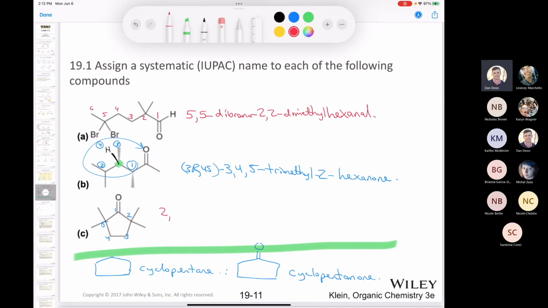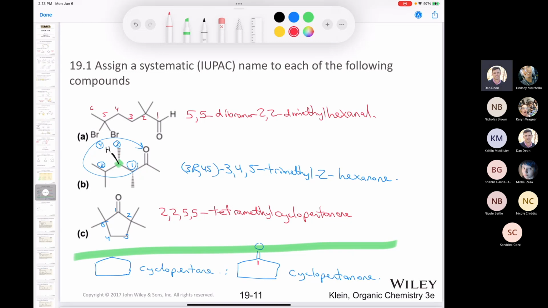So let's put that down. 2,2,5,5-tetramethylcyclopentanone. And again, I don't have to call it 1-cyclopentanone. That would be redundant. It's assumed that the carbonyl carbon is number 1. So there's no need to provide a locant for it. Any questions about the nomenclature before we move on?